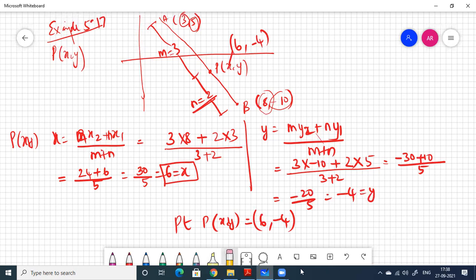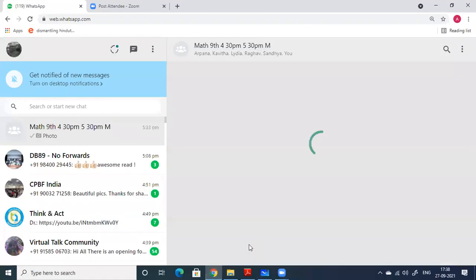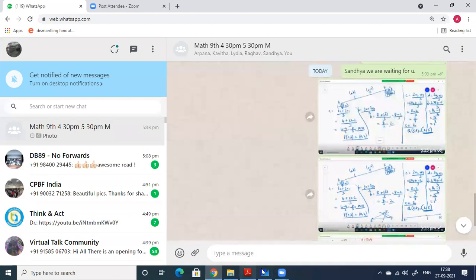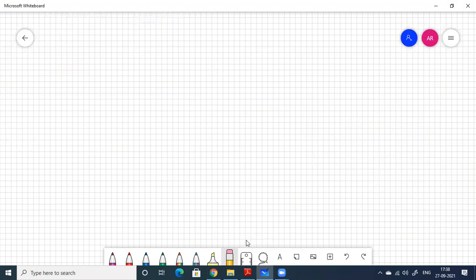First let me paste this. Then we can go ahead. Well, let us try out the next one also. Next one is example 5.18.